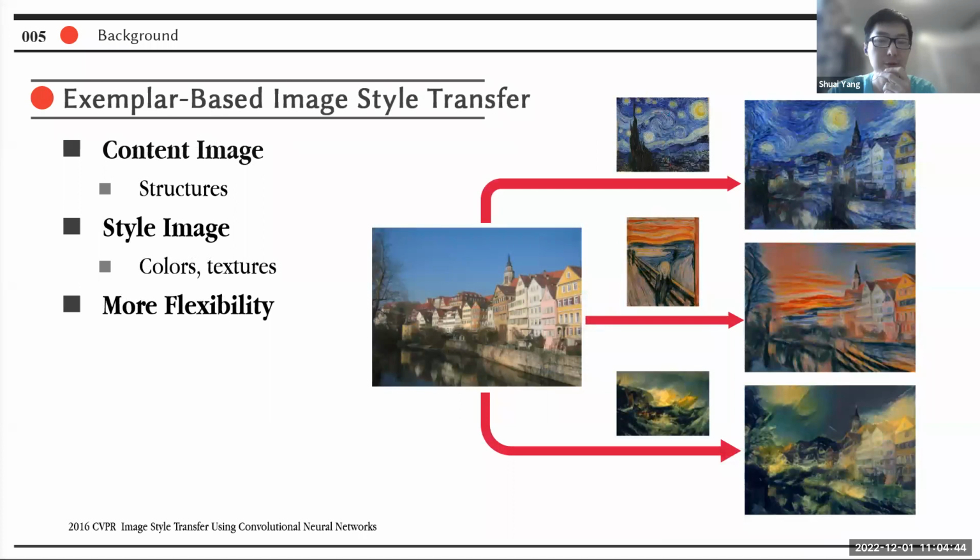Exemplar-based image style transfer takes a content image and an example style image as input. The stylized image should match the styles of the style image, such as the color and the textures, while preserving the structures of the content image. Exemplar-based style transfer is flexible since users can select the style image to specify their favorite styles.